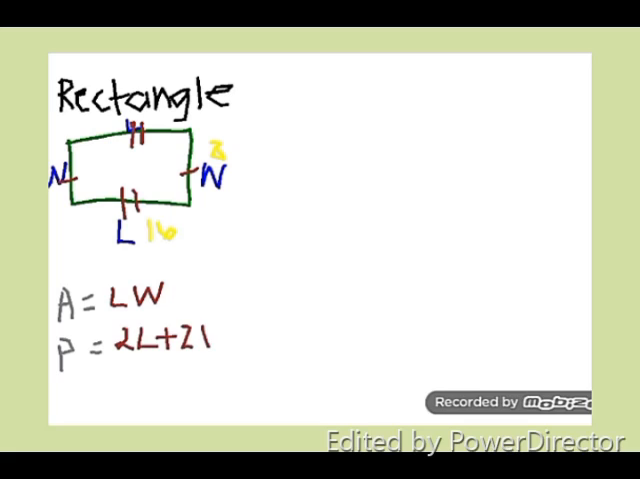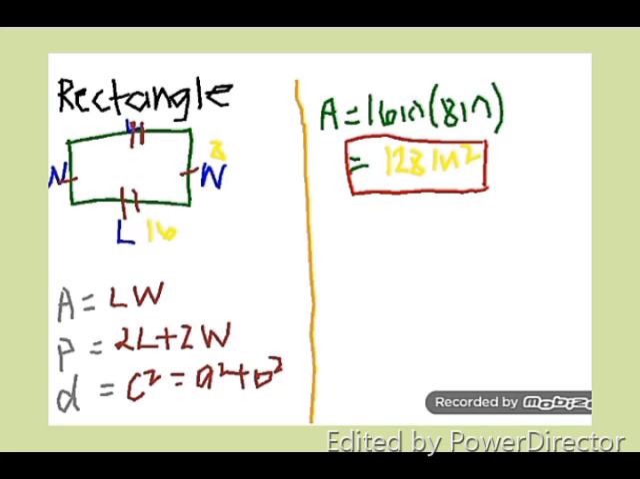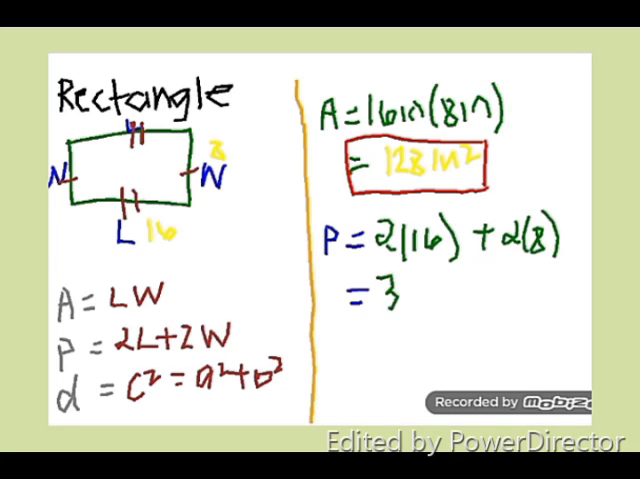Rectangle. Rectangle has two pair of equal sides, the width and length. If the width is equal to 8 and length is 16, to get the area of rectangle, A is equal to length times width and the perimeter is equal to 2 times length plus 2 times width. And the diagonal is equal to C squared is equal to A squared plus B squared. The next step, we're going to substitute the value wherein the length is 16 and the width is 8, and 16 times 8 is equal to 128 inches squared.